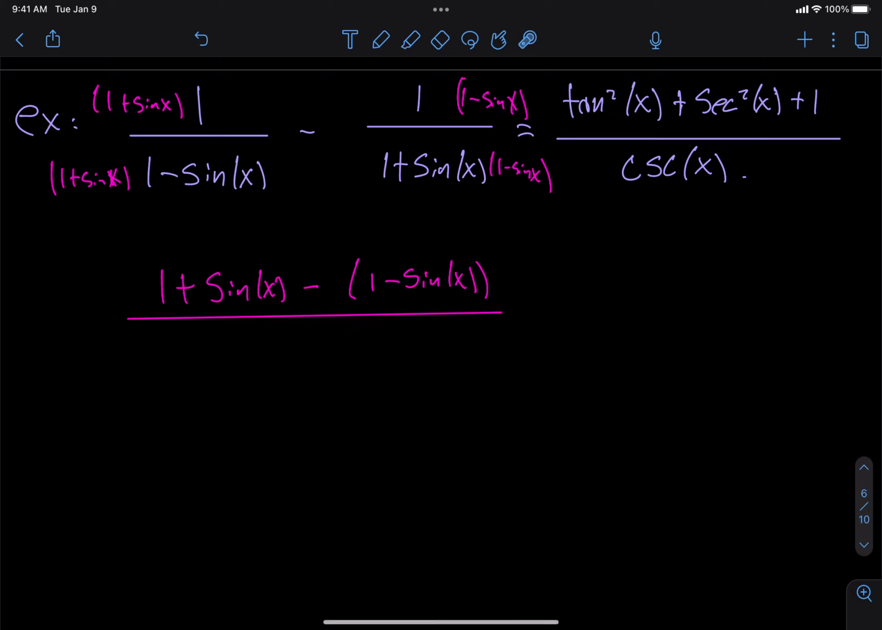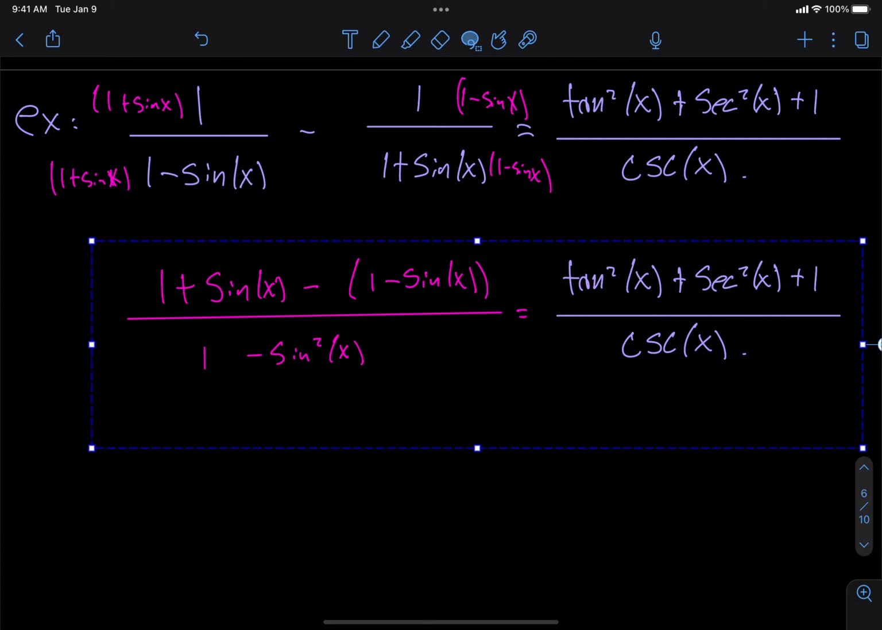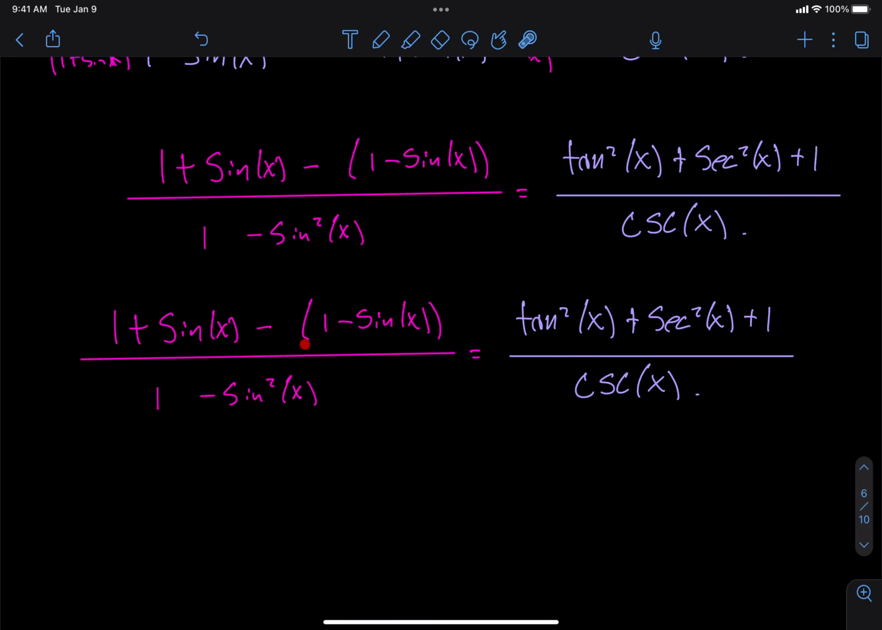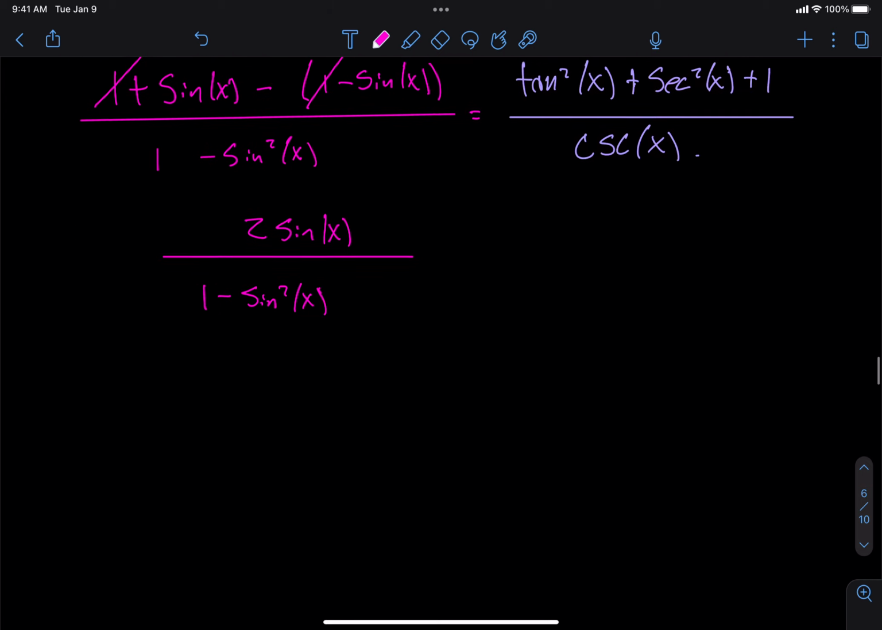All being divided by, when I FOIL this, the middle terms will cancel because I have a minus and a plus, so I'll be left with 1 minus sine squared x, and that equals the right-hand side, which I have not changed yet. Then I'm going to rewrite this whole thing again by simplifying the numerator on the left-hand side. 1 minus 1 cancel each other, and I'm left with 2 sine of x over 1 minus sine squared of x.